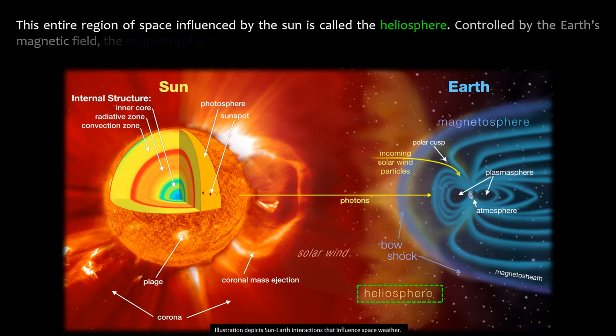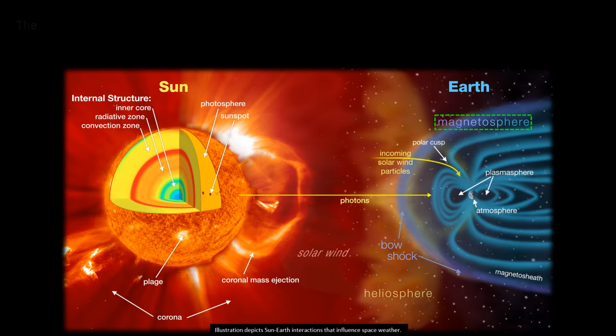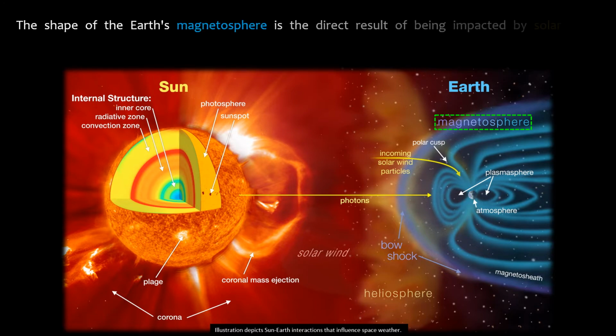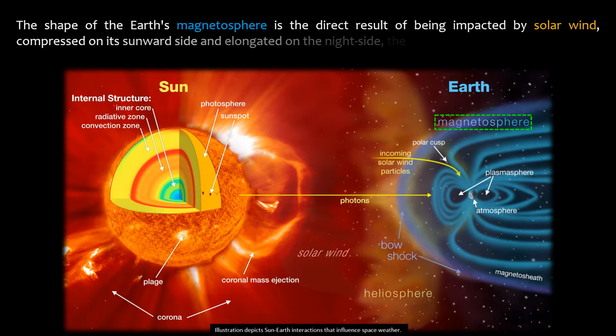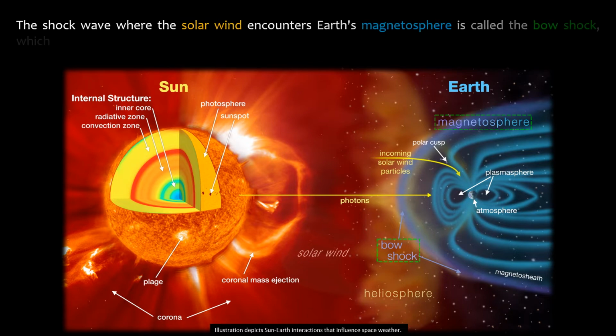Controlled by the Earth's magnetic field, the magnetosphere acts as a shield protecting the planet from solar wind. The shape of the Earth's magnetosphere is the direct result of being impacted by solar wind, compressed on its sunward side and elongated on the night side, the magnetotail. The shock wave where the solar wind encounters Earth's magnetosphere is called the bow shock, which slows and diverts the solar wind.